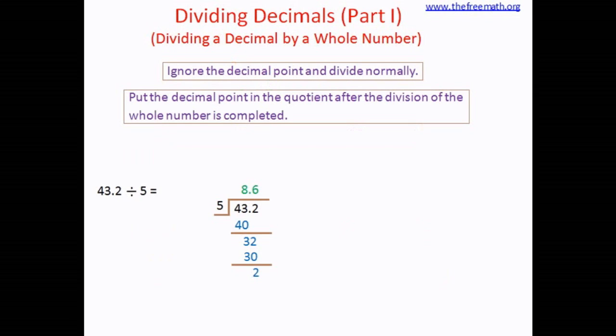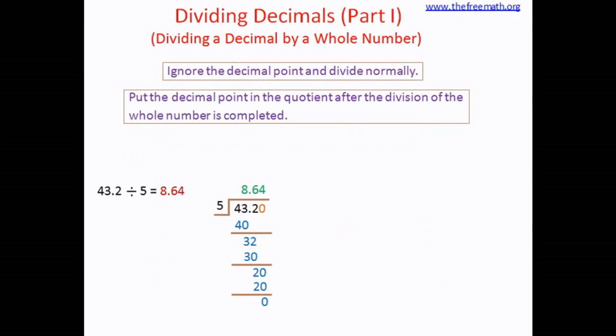Now in this case, we do not stop when the remainder is 2. What we do is that we put an extra 0 at the end of the number that we are dividing. That means after 43.2, we write an extra 0. And we bring down that 0 and continue our division. We know that in case of a decimal number, you can put extra zeros at the end and it does not change its value. So let's divide 20 by 5. 5 fours are 20 and 0 is the remainder. Therefore, our answer is 8.64.